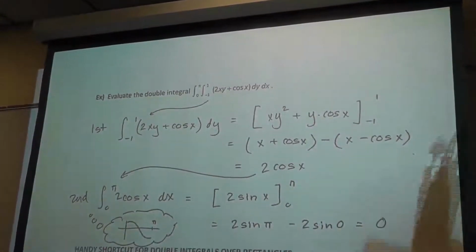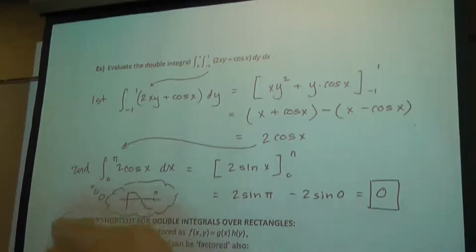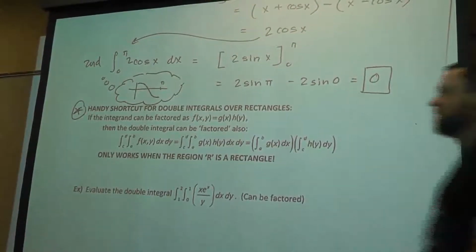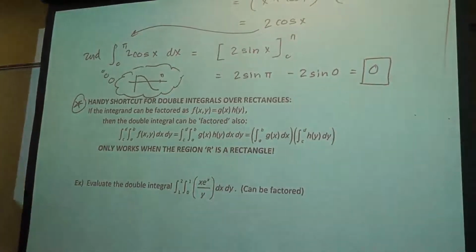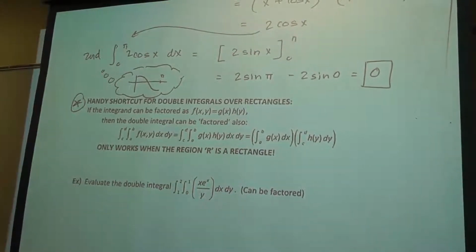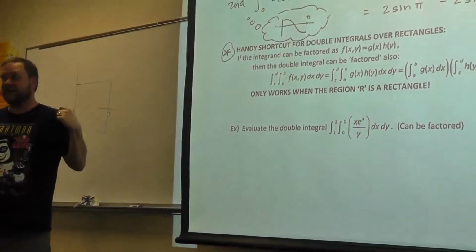So, the handy shortcut I want to show you, and I'm kind of reluctant because it doesn't work every time. In bold letters, you got to pay attention to all the words in the bold letters. The handy shortcut for double integrals over rectangles. The only integrals we've been doing are over rectangular regions in the XY plane. This shortcut is only viable when you're integrating over a rectangle.